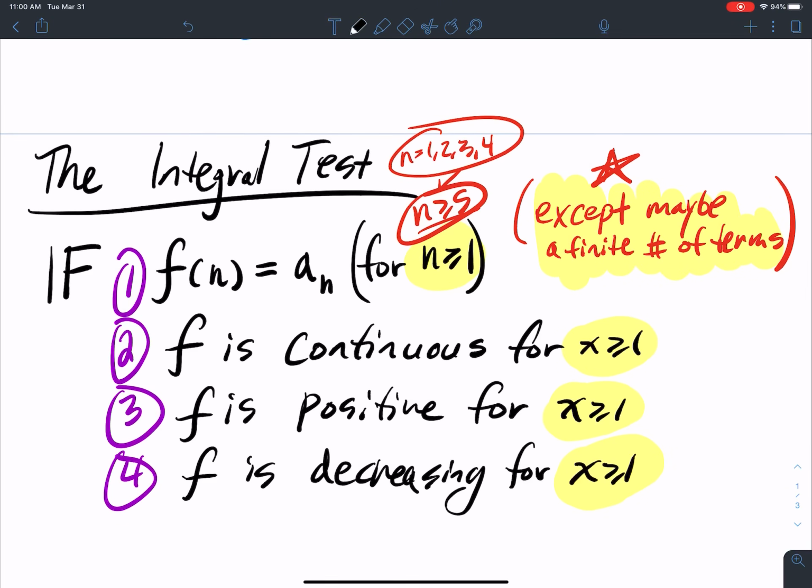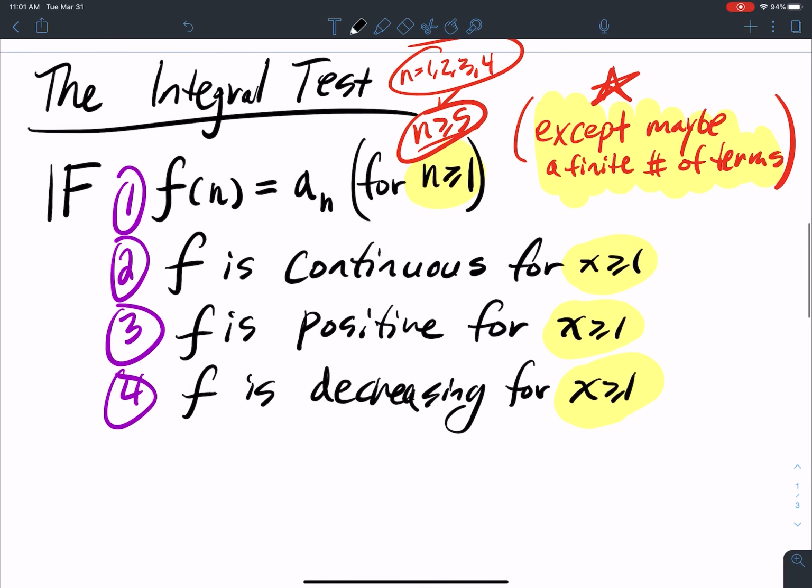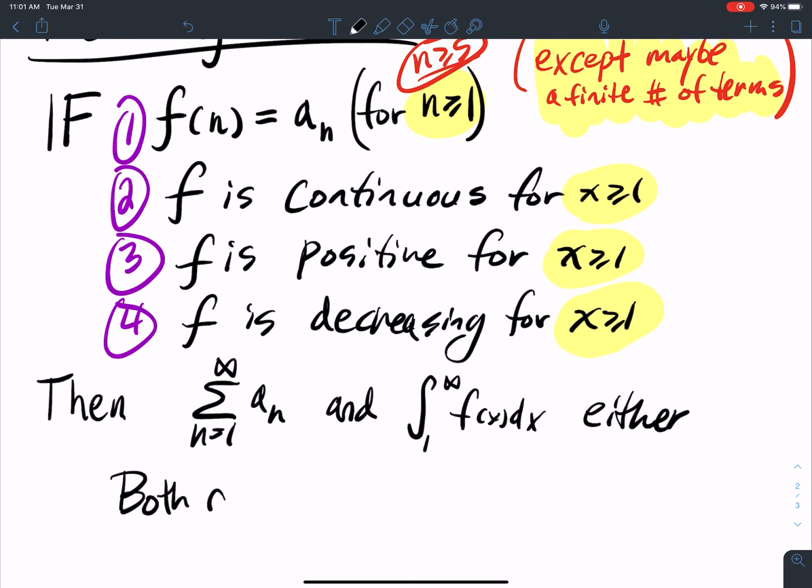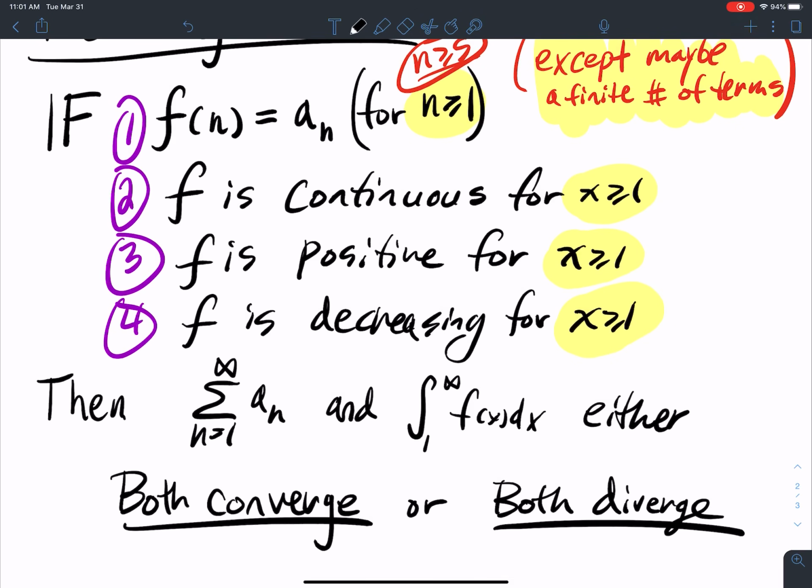So if those four things are true, which is kind of hard to show, all four of them, that's why we use the integral test as a last resort, then the series n equal 1 to infinity of a_n and the integral from 1 to infinity of f(x) dx either both converge or both diverge. Okay? So what is the integral test saying here?